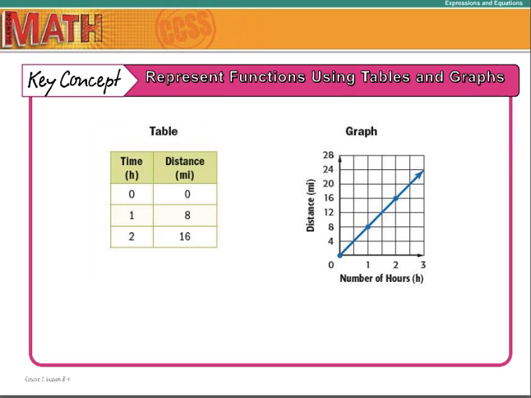We're going to learn to represent functions using tables and graphs. So, for example, in this table, in 0 hours, we go 0 miles. But in 1 hour, we'll go 8 miles, and in 2 hours, we'll go 16 miles. And then that is shown in the graph. If you notice over there, you go over 1 and up 8. You go over 2 and up 16, and so on. And so we'll be graphing some of the things that we find in our functions now.